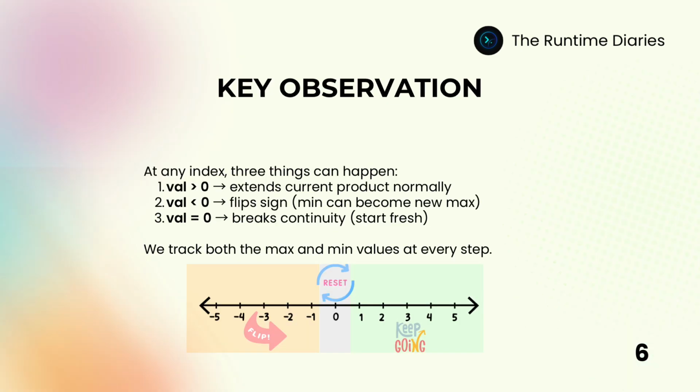This is where the problem starts to click. At any index, one of three things can happen. If the number is positive, it naturally extends the previous product upward. If it's negative, it flips the sign. What was once your worst product might now become your best. And if it's zero, everything resets. You can think of it as a break in the chain. So instead of tracking just one running product, we track two. The maximum product so far and the minimum product so far, because that minimum might one day flip into your new maximum.